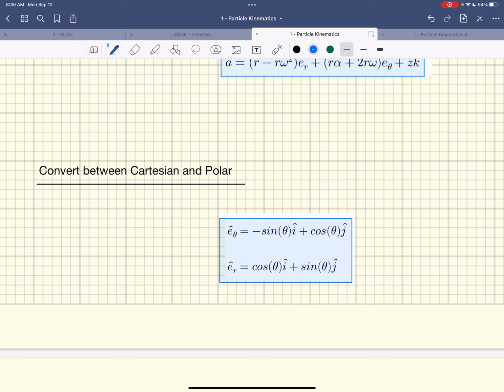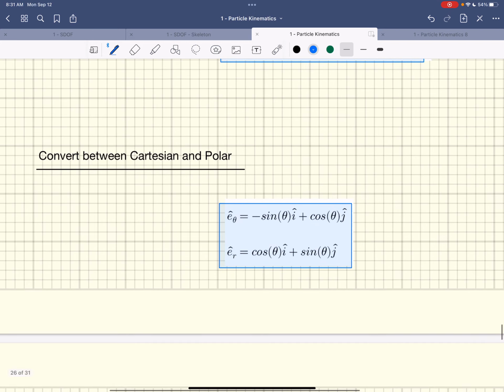You can convert between polar coordinates and Cartesian coordinates using this. So basically in your equations, when you're done, if you want to switch it over to Cartesian coordinates, everywhere there's an e theta, you put this. Everywhere there's an ER, you put this. And then it converts it over to the other coordinate system. Cool?